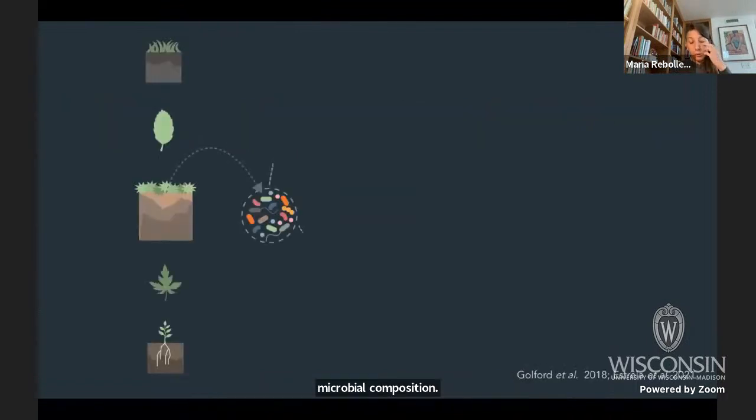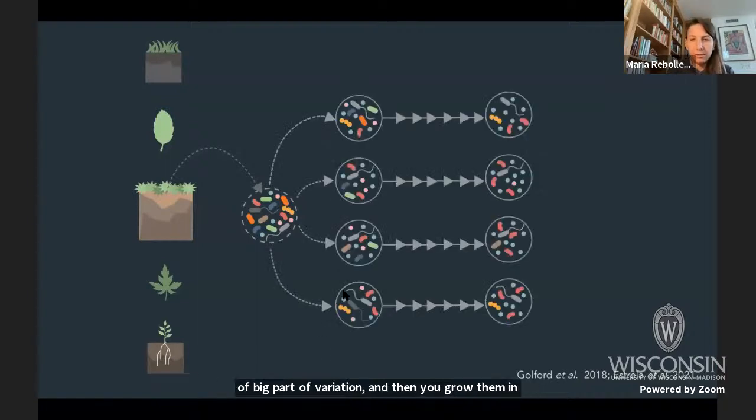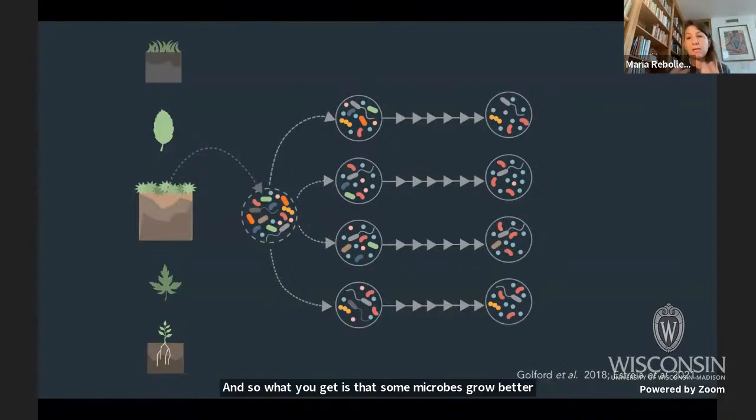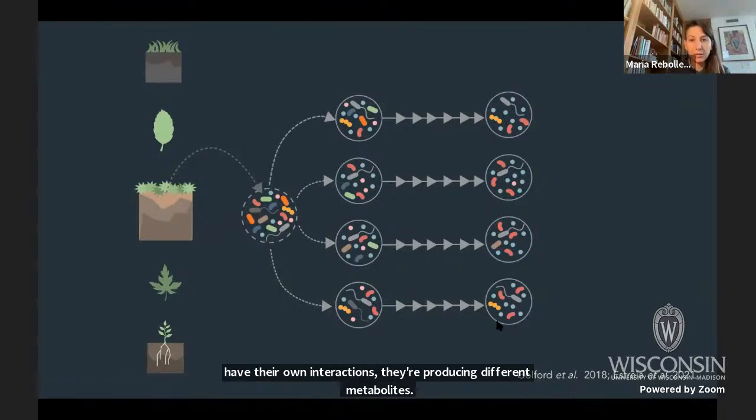So to evaluate this, when I joined the lab of Alvaro Sanchez for my postdoc, what they were doing in the lab were these experiments of replicated community assembly. So basically, for those experiments, you just take microbes from different sources. And what you want is sources that have a high diversity of microbes, so that then you can do a community assembly selecting from a sort of big pot of variation. And then you grow them in a simplified defined environment, and you transfer them over a few generations until the communities stabilize. And so what you get is that some microbes grow better, they have their own interactions, they're producing different metabolites, and you get a new state of the community.